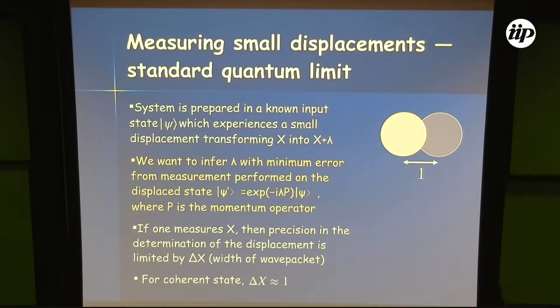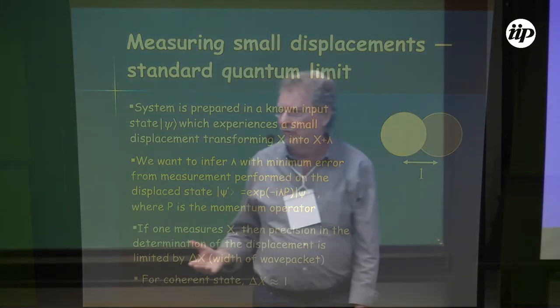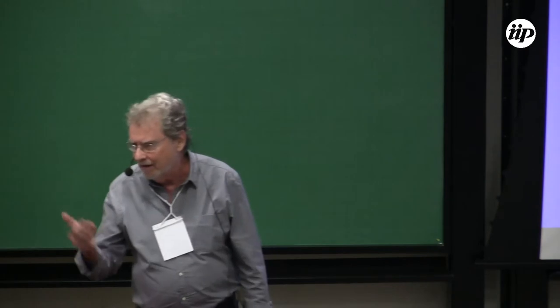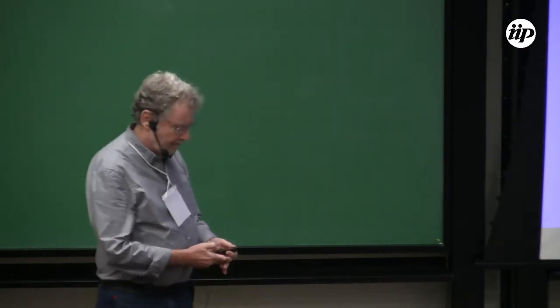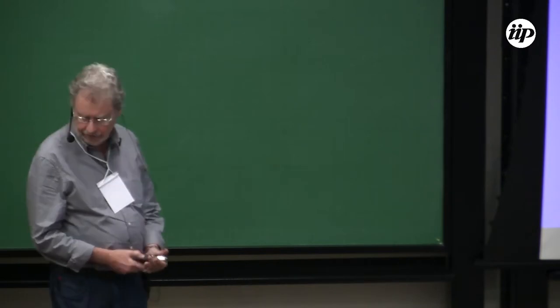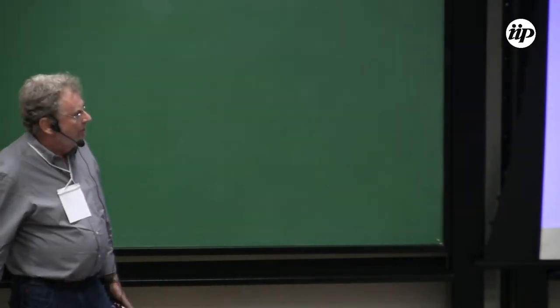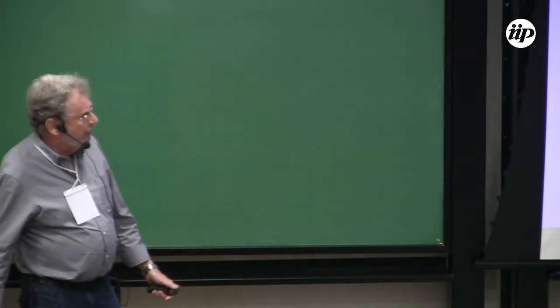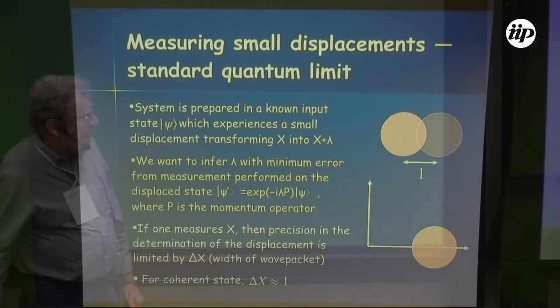And if you have a coherent state, say in phase space, properly normalized, I would say that the diameter of this coherent state is 1. If you want to talk about P and x, it would be h bar, but here it's 1. And that's the limitation. So for a coherent state, delta x is equal to 1. Now, that's for measurement of displacements in space.